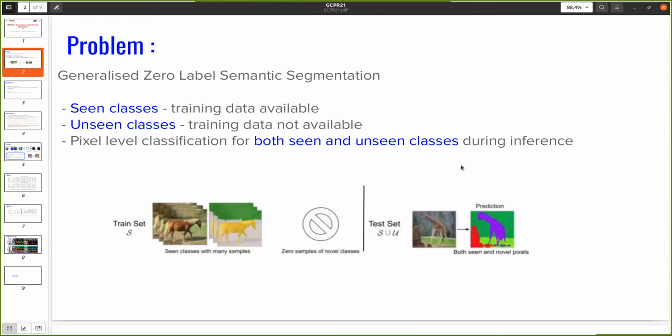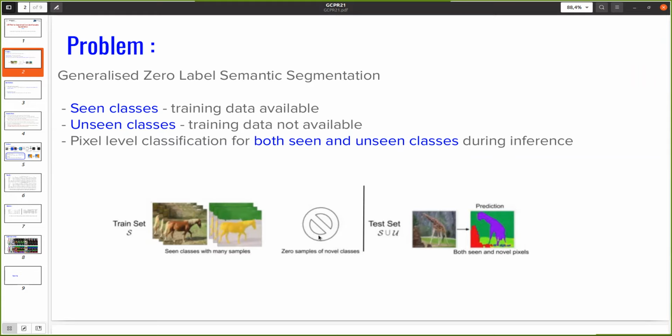We aim to solve the generalized zero-label semantic segmentation problem. In this problem, we have seen classes for which the training data is available and unseen classes for which training data is not available. And our task is to perform pixel level classification for both seen and unseen classes during inference time. As an example, in this figure we have a horse, which is the seen class, and we have multiple samples for this seen class, and giraffe, which is an unseen class, for which we have 0 samples.